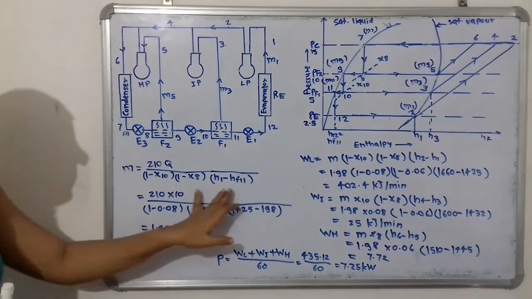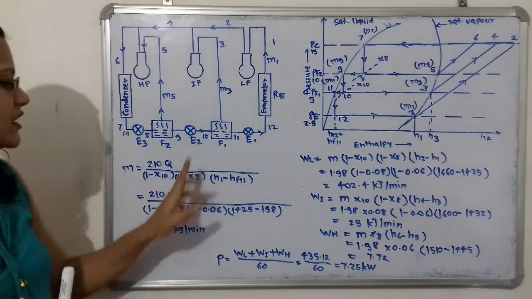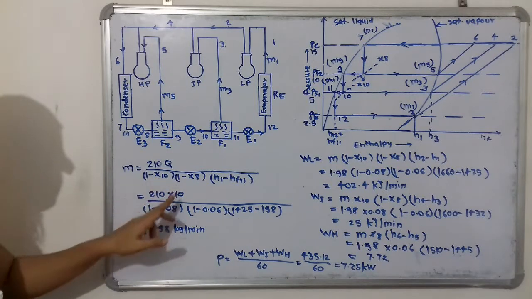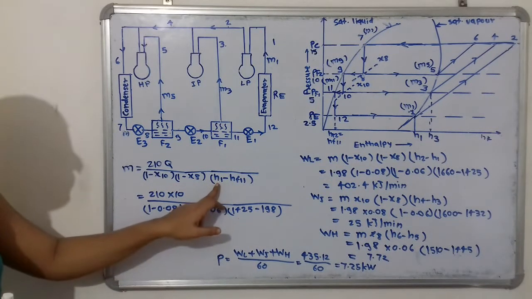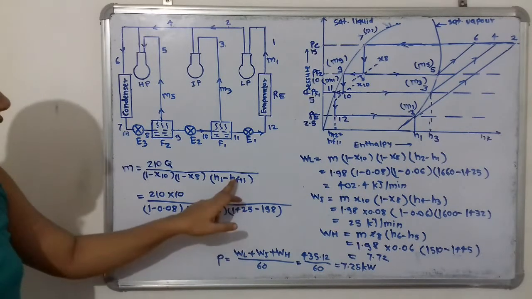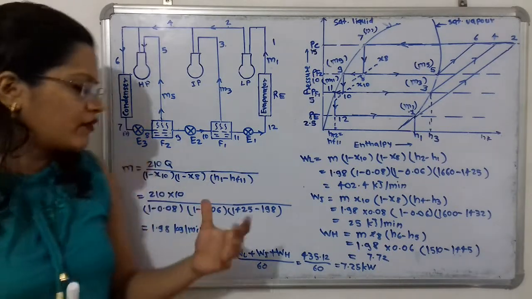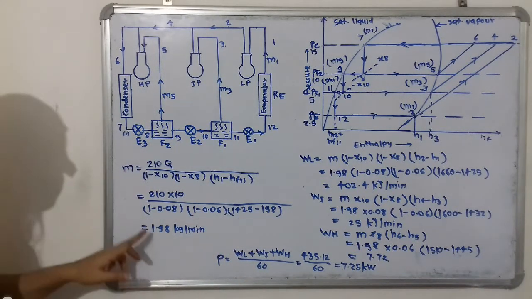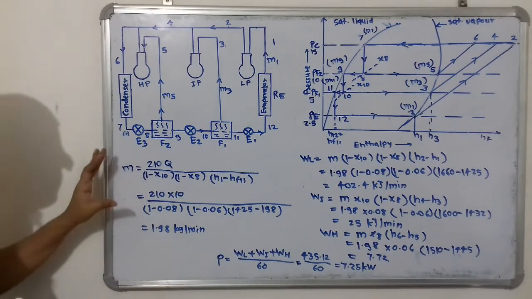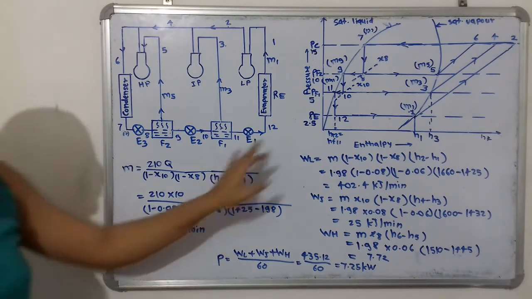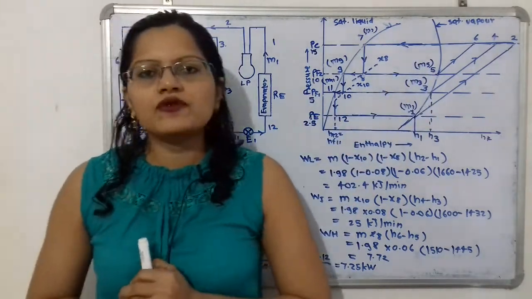So here we can take the values. 210 Q is given as 10, then 1 minus X10, where X10 is 0.08 and X8 is 0.06. H1 value is 1425, and the value of HF11 is 198. So when we put all the values, we will get the mass M, that is 1.98 kilogram per minute. So it is easy for the calculation when we know all the values from this pH diagram. Now we will move to the next.